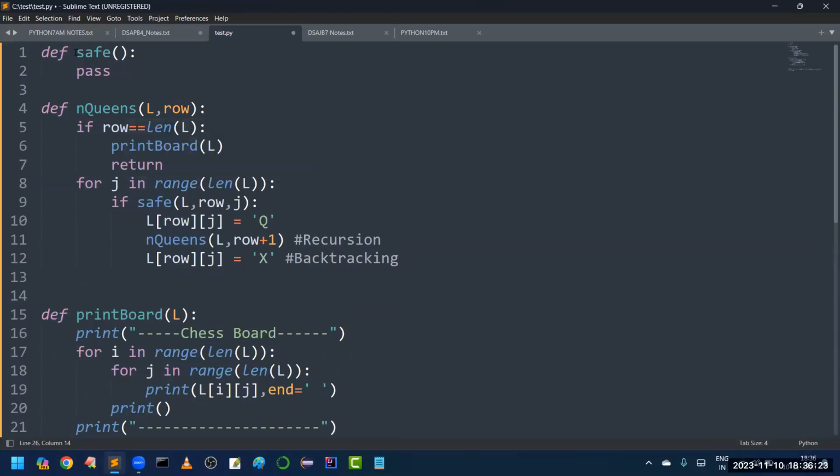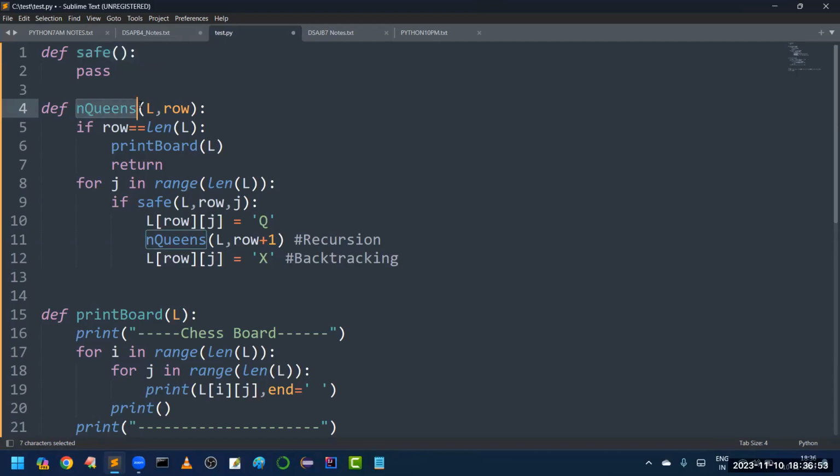We have isSafe. That means if you are trying to place a queen, it checks whether that is the exact position or not. If this function returns true, happily we can place that queen in that position. That is the conclusion. If this function returns false, we can't place that queen in that position. That is the conclusion. This is the main function that we have.